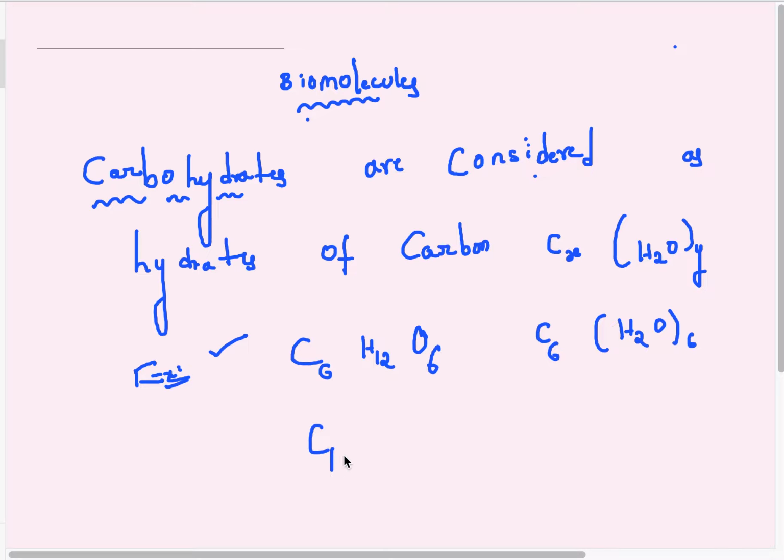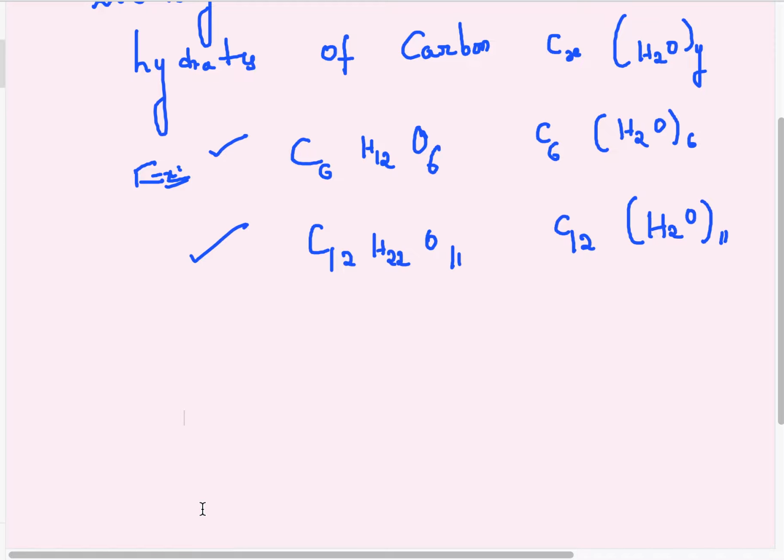Next, sugar, C12H22O11. This one also fits into this formula. C12, H2O, how many times? 11 times. 11 times 2 is 22. This is also fitting into this formula. These two fit into this formula, so we consider them as carbohydrates. But there are some compounds which do not fit into this formula but are considered as sugar. I'll show the first example, then come back to the next explanation part.